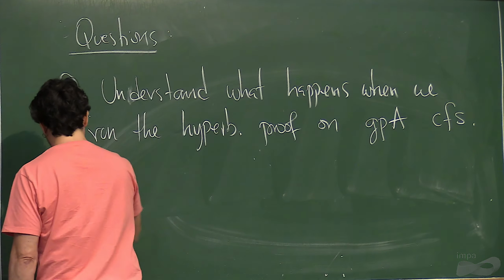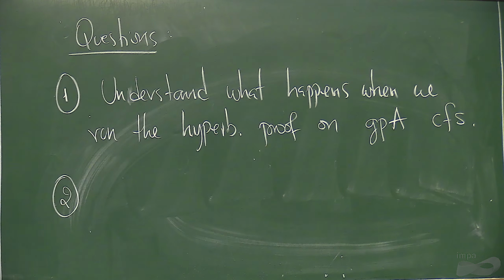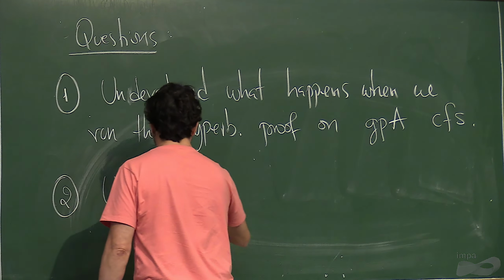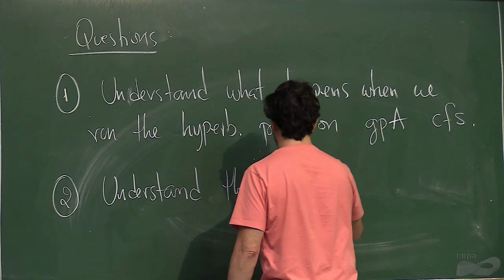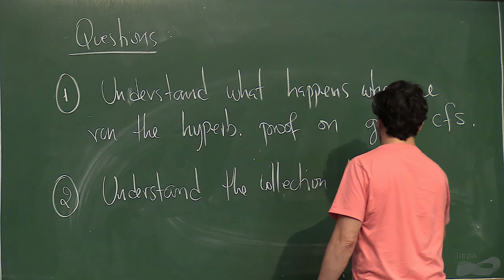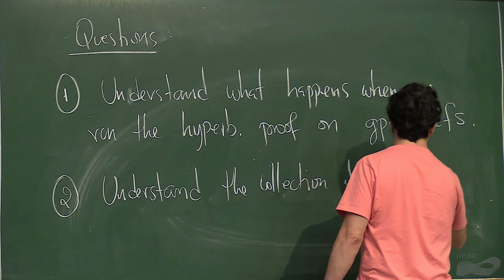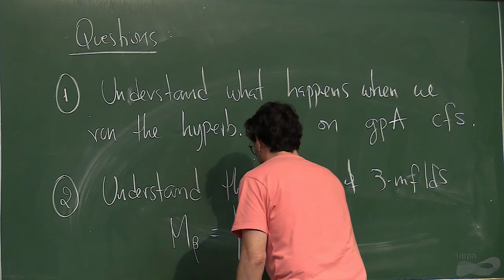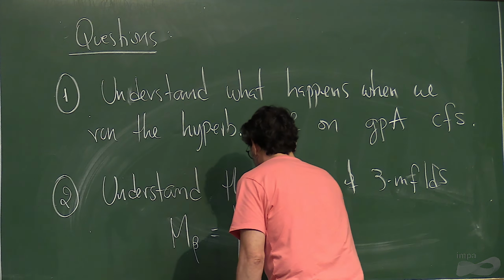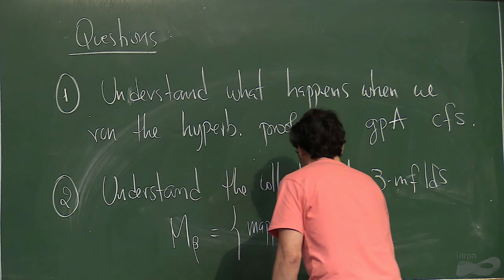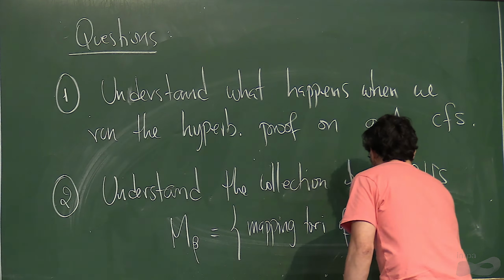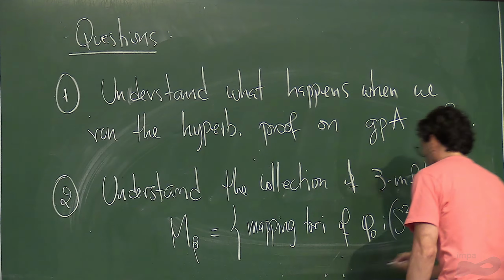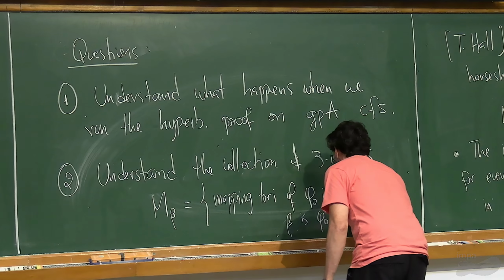And the other thing that I also find interesting is to understand the collection of 3-manifolds, M beta, the collection of all suspensions, mapping tori, of phi naught acting on S minus some periodic orbit, where beta is phi naught periodic.